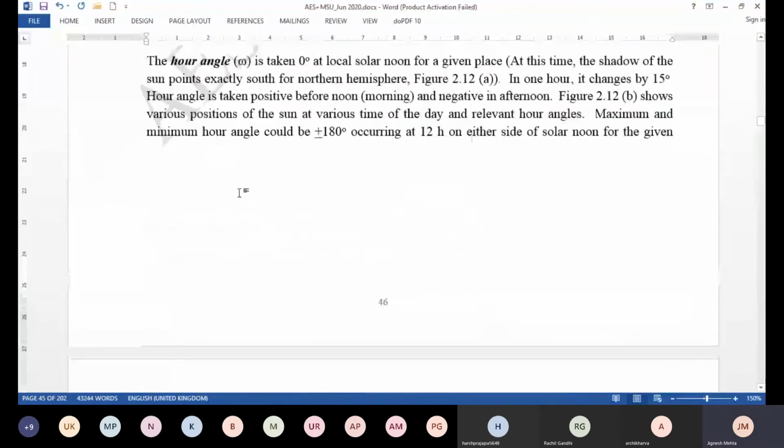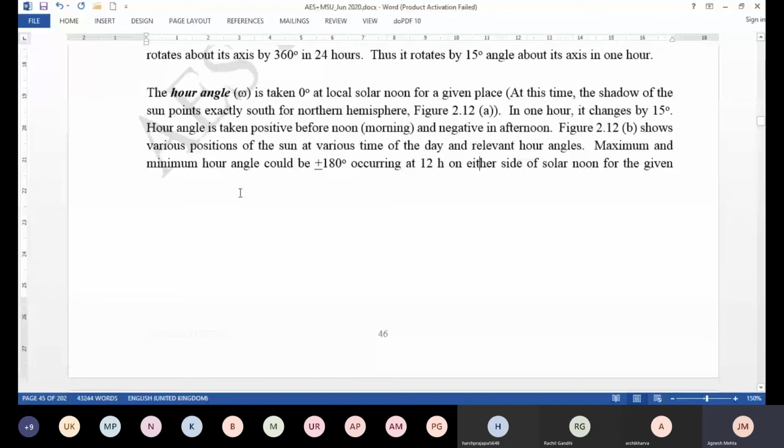the concept of this longitude and latitude was understood. Now there is a very simple concept of what is called hour angle, omega. It is 0 degrees at local solar noon. Now you have to understand this local solar noon, right?